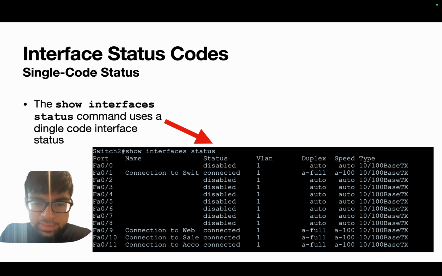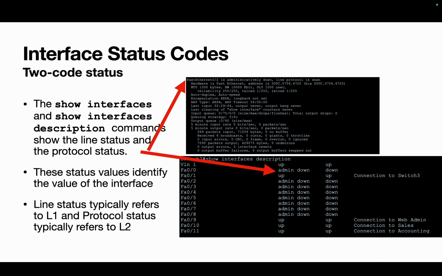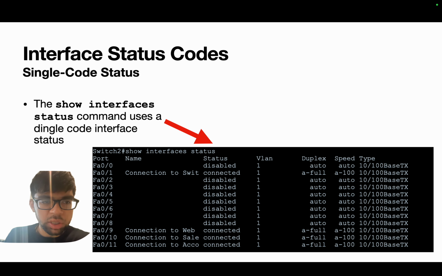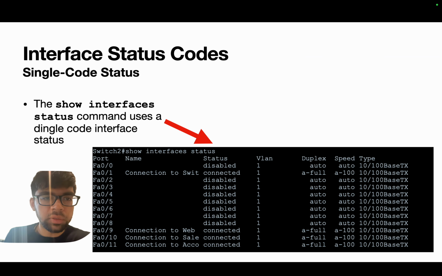But that is a single column there to identify the interface status. But it's not like the other one here. This one is probably superior because it's giving you more specific information. This one doesn't, but it's good to know the difference between using these commands. Show interface description will give you line and protocol status. If you just use show interface status, it won't.